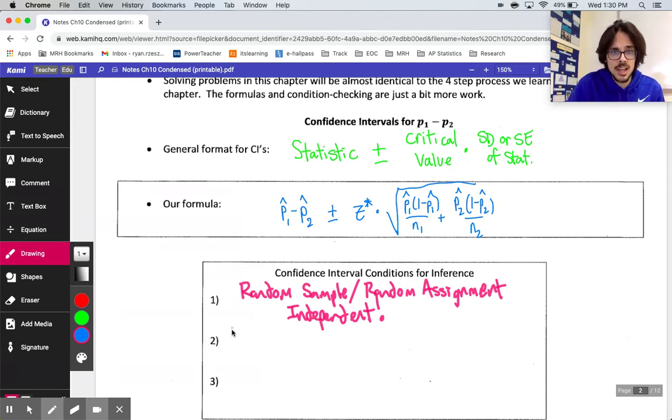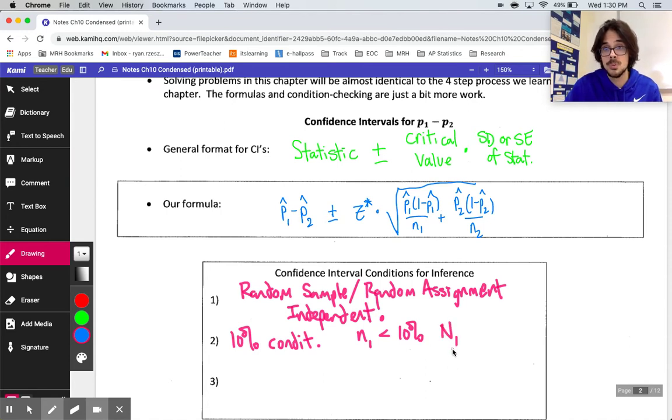You still need to check your 10% condition, but when you check that 10% condition, you need to check it for both variables. So your first sample size, n1, needs to be less than 10% of the population for the first group. And then you also have your second group, n2, that has to also be less than 10% of your second population. So my Republican sample needs to be less than 10% of all Republicans. My Democrat sample needs to be less than 10% of all Democrats. You have to do two of them when you're setting it up, but it's not that much harder to write it down.